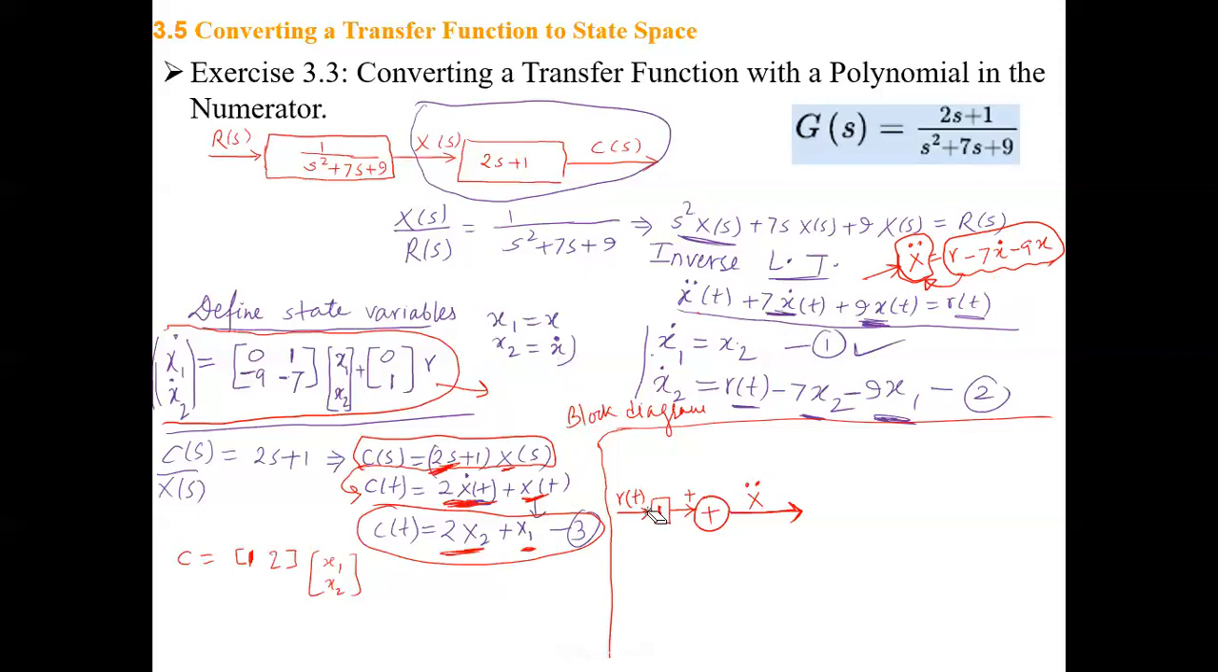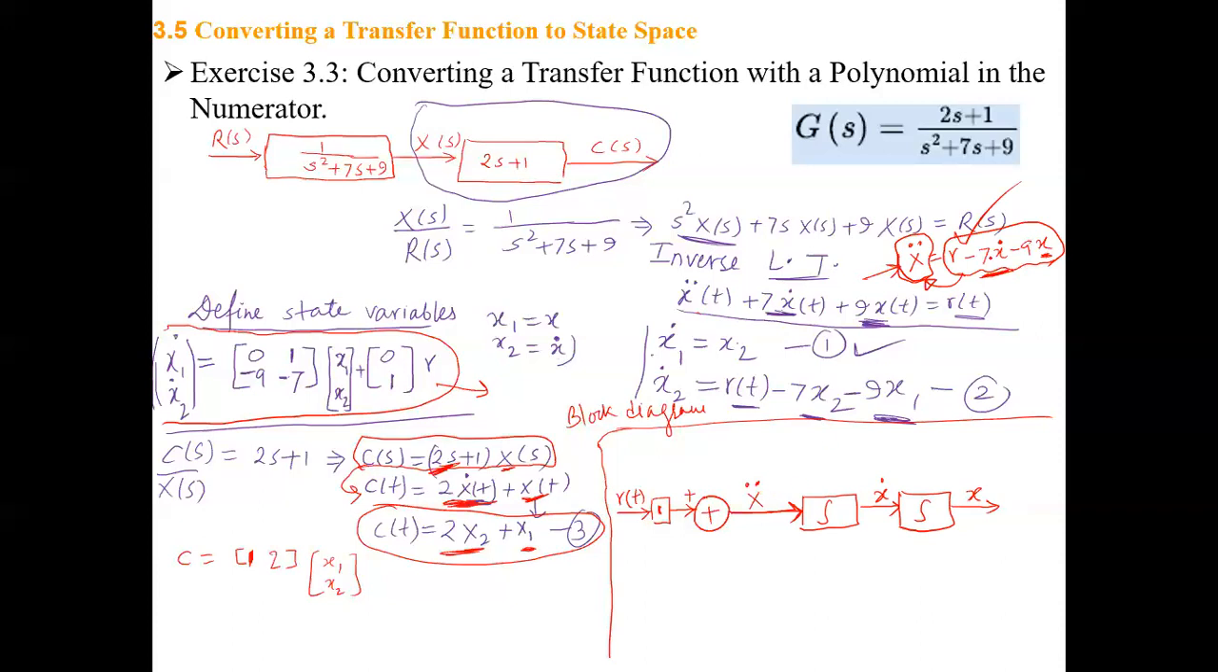Now you have to add all these three. You already have R done. Now you have to add X dot. So how do you get X dot from X double dot? Do the integration and you get X dot. You also need X, right? Let's do one more integration. Then you get X. I don't think you need any more.